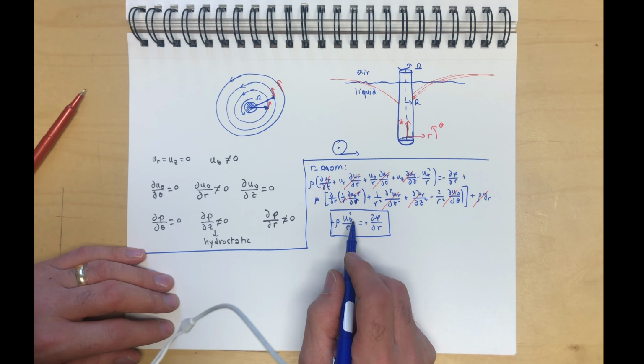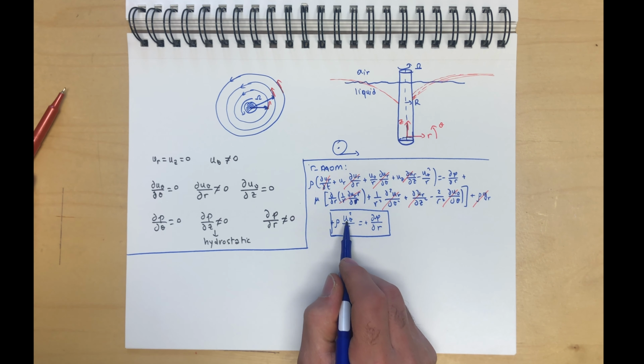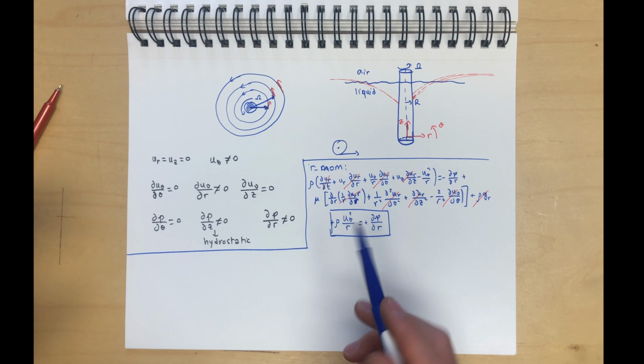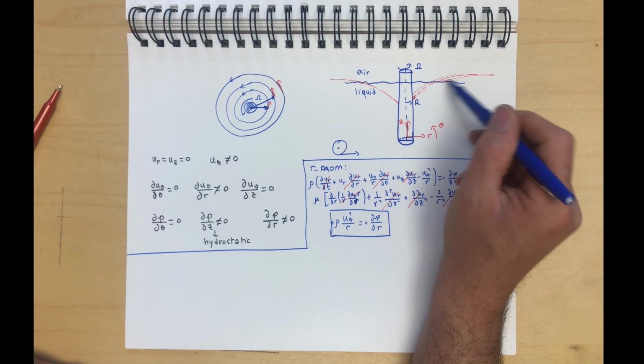So this will actually give us the key relation between the pressure and u theta. Now, the question here is to find the shape of the interface.